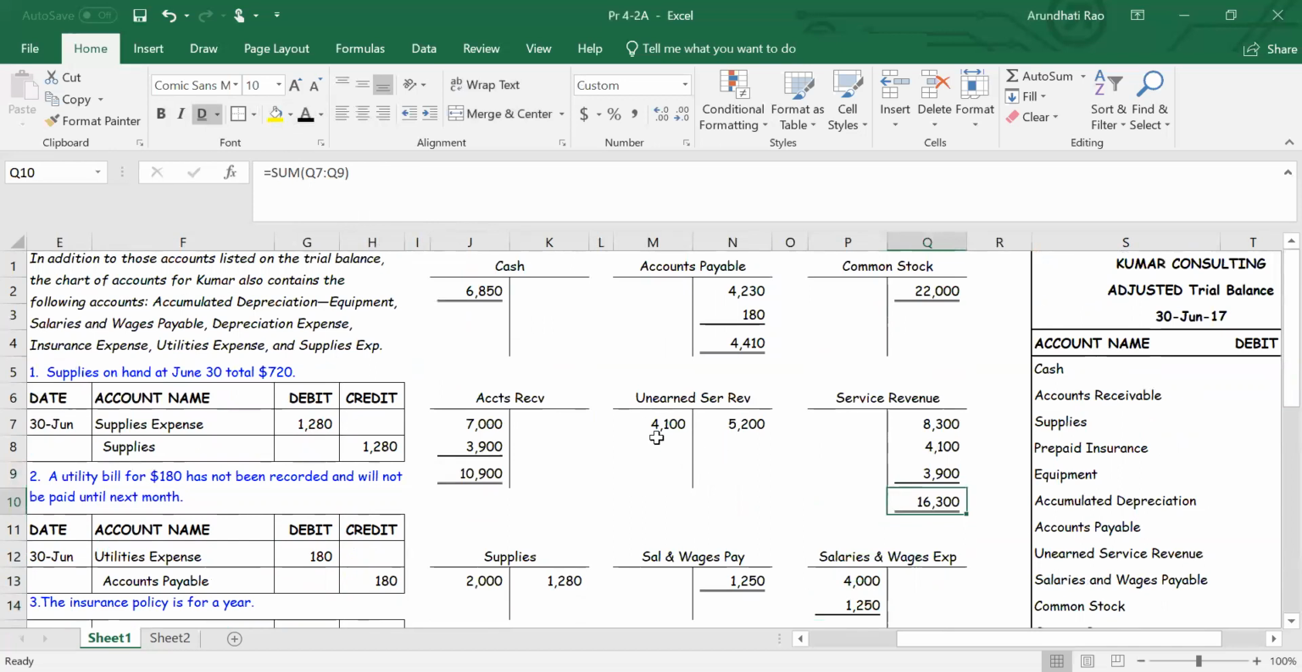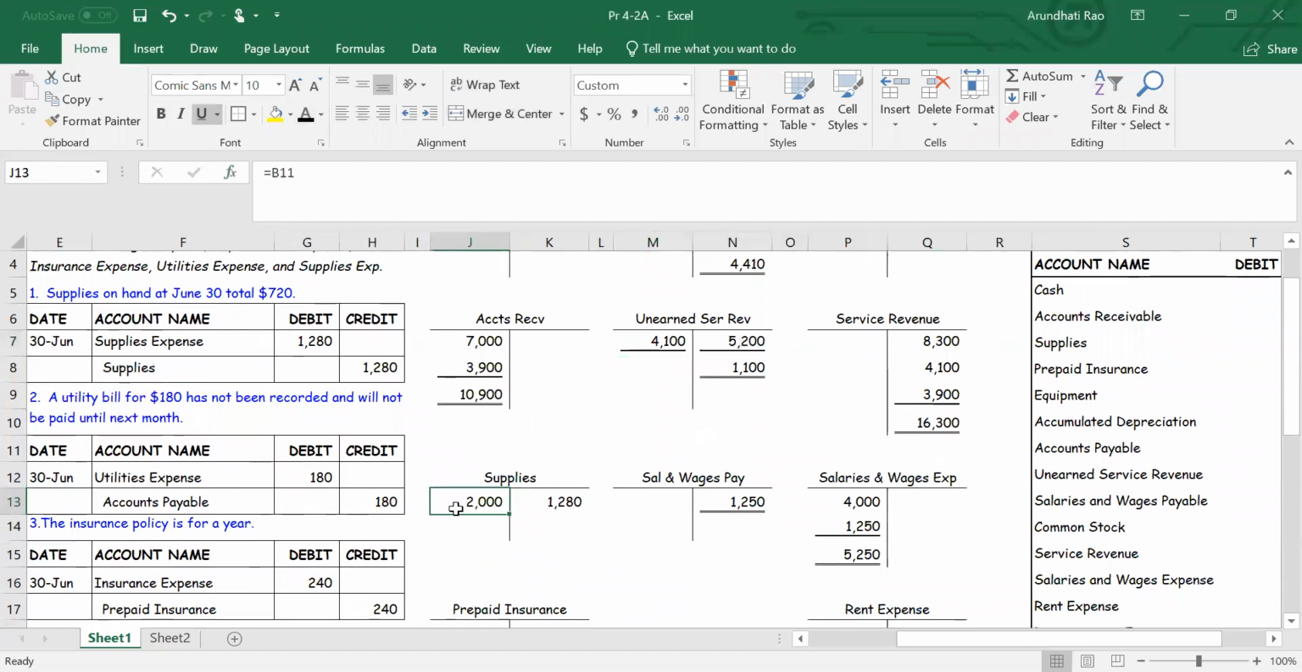Okay, let's get to unearned service revenue. I had 5,200 credit balance. I debited the account 4,100. Take the difference between the two numbers and put that difference, the answer, 5,200 minus 4,100, on the side which has a larger balance. So I'll put it over here. This is the balance in the account. 52 minus 41 is 1,100 is the balance in the account. So that's the number I need to take over to my trial balance.